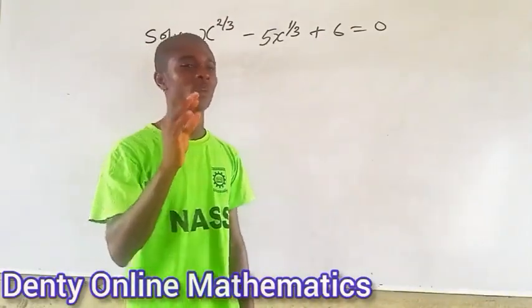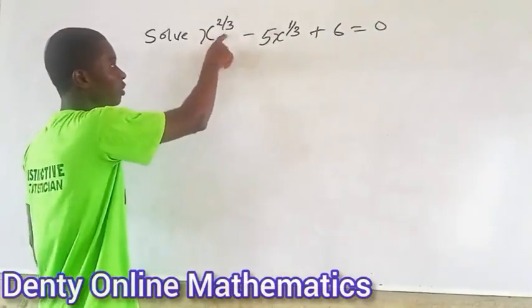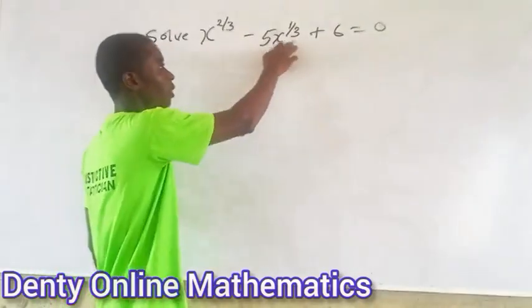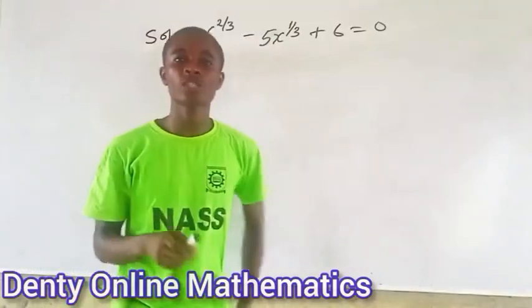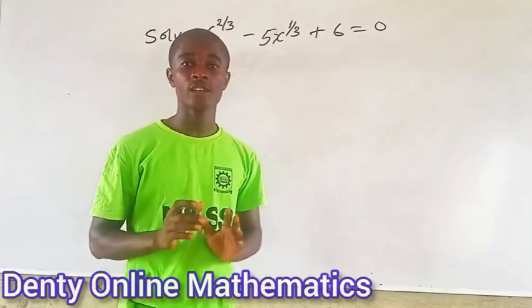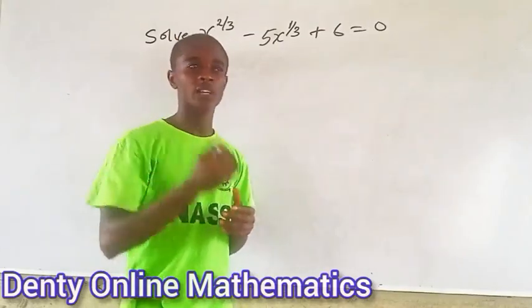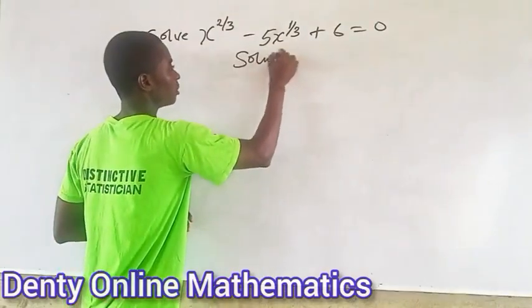Now in this video, we are asked to solve this equation here, x power 2 over 3 minus 5x power 1 over 3 plus 6 is equal to 0. We are asked to solve for the value of x. How are we going to do this? It's very simple. Let's get started. Here is the solution to this problem.